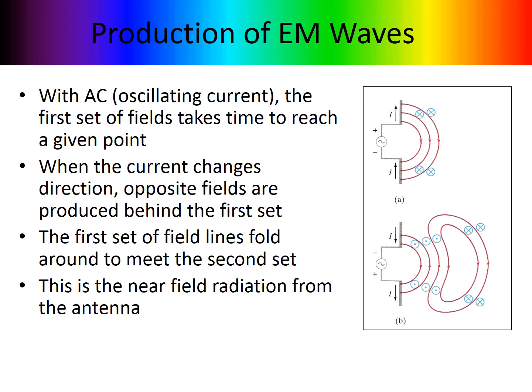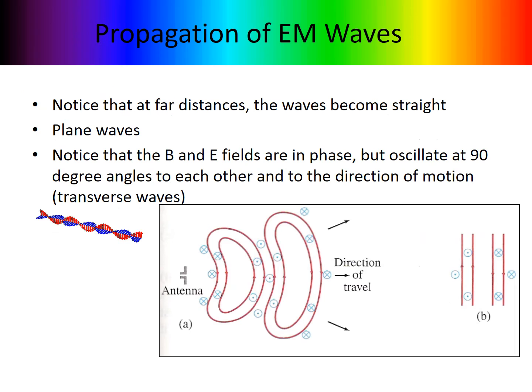Now you can picture these bubbles of energy. As they continue to move away from the tower, they're going to become straighter and straighter until eventually we're left with an electric field and a magnetic field that are traveling as a wave through space. And so that's what this is showing. So the direction of travel, the fact that these waves straighten out.